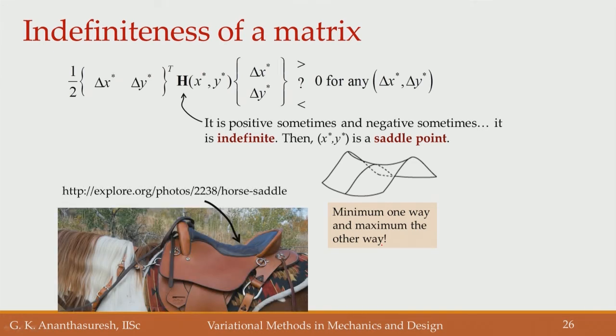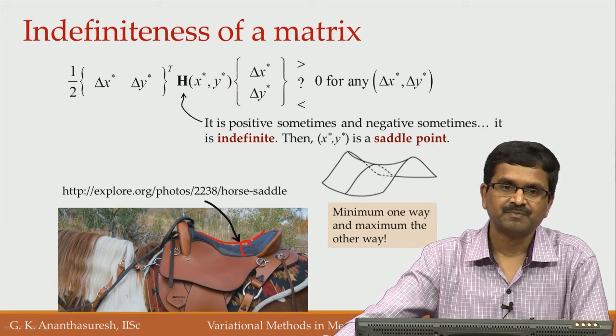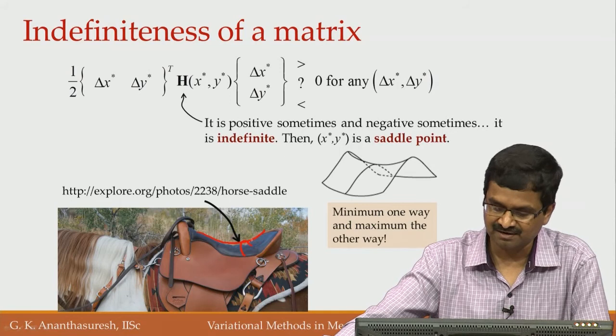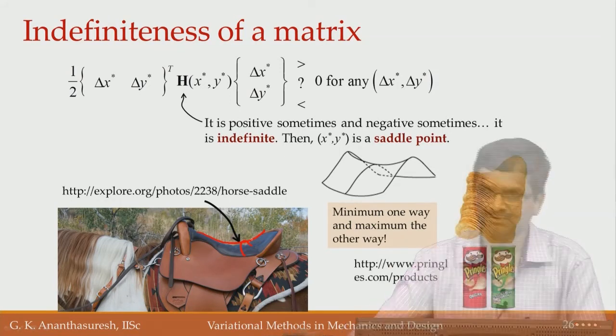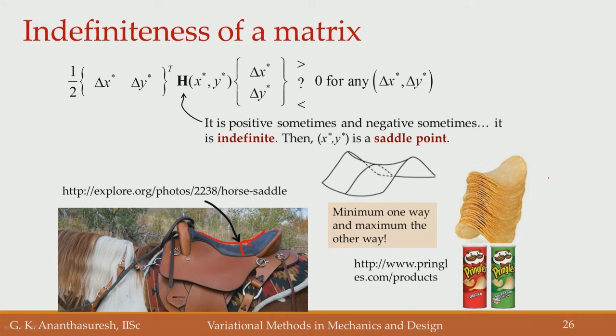If you have not seen a saddle, that is how it looks like here. It is a minimum that way, going that way it is a maximum. That is how a horse saddle looks like, but you do not have to go and look at a horse saddle if the horses are not close to you, you can always see the Pringle chips, most of the chips have this profile. Most likely they pack them so that they do not break before we bite and break them. These are all the saddle things that you can clearly see. Minimum this way, maximum that way.